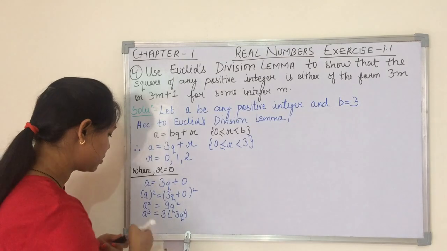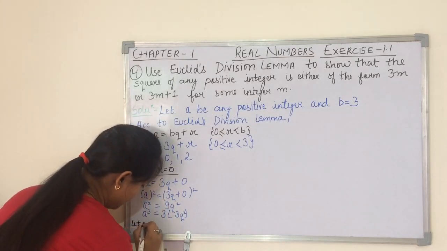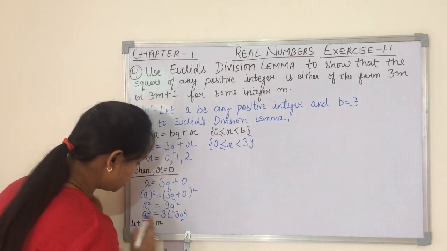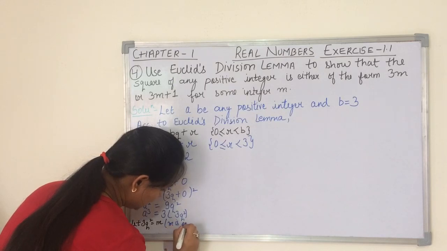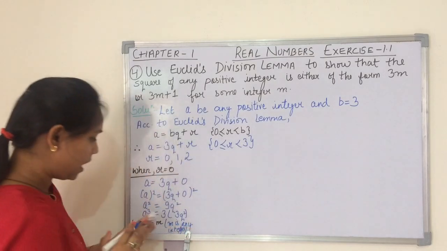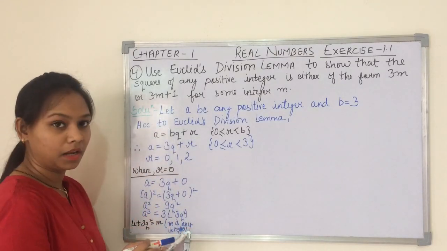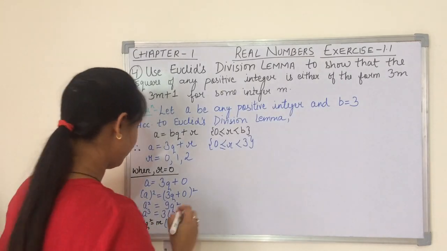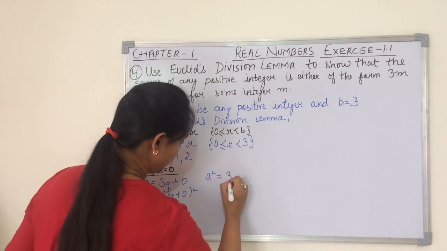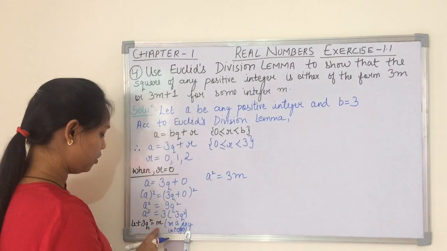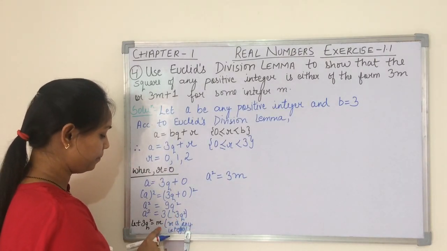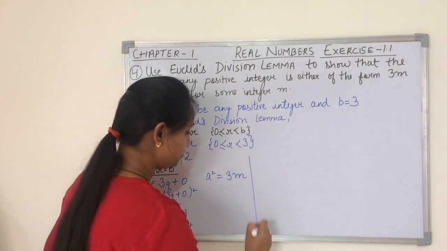Fine. Now we are left with 3q square. Let's assume 3q square is equal to m, such that m is any integer. अगर हमने 3q square को m मान लिया such that m is any integer, then the value of a square will become 3m. Here the value of m was 3q square and we have substituted m in its place. So the value of a square has become 3m.